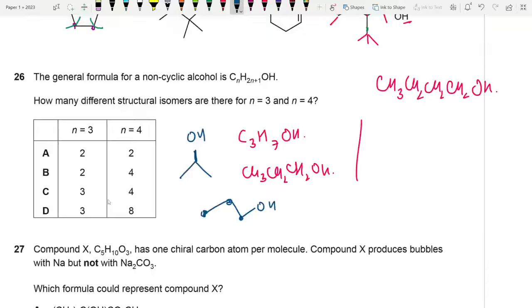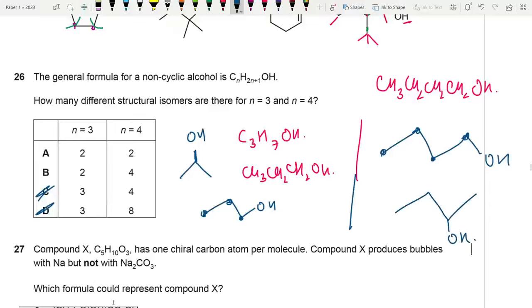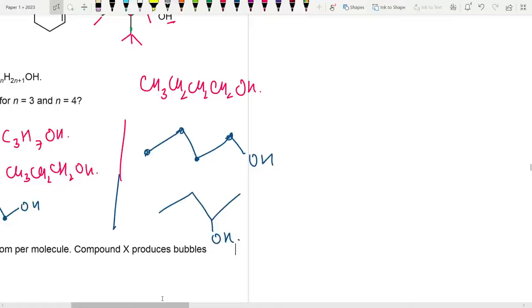Can we though? It just has position isomers, right? So it has to be 2. And for this one, we have 1, 2, 3, 4 for the OH bond here. For position, we have butan-2-ol. There you go. And now for chain, there are multiple.